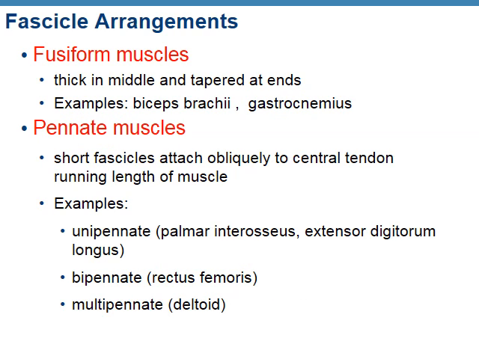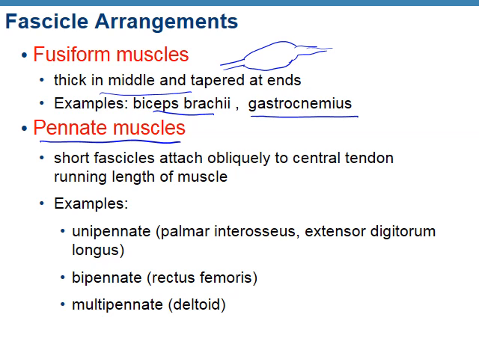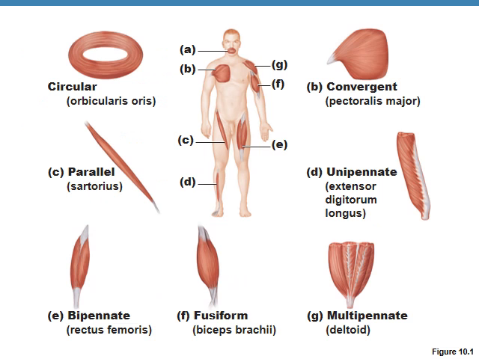We also have fusiform cells. They're thick in the middle and tapered at the ends. So basically tapered at the ends and thicker in the middle, and then they go back to tapered. So that would be biceps brachii, gastrocnemius. We have pennate muscles. And there's several different types here. There's uni, meaning one, bi, meaning two, and multi, two or more. And we'll look at some of those examples on the next page.